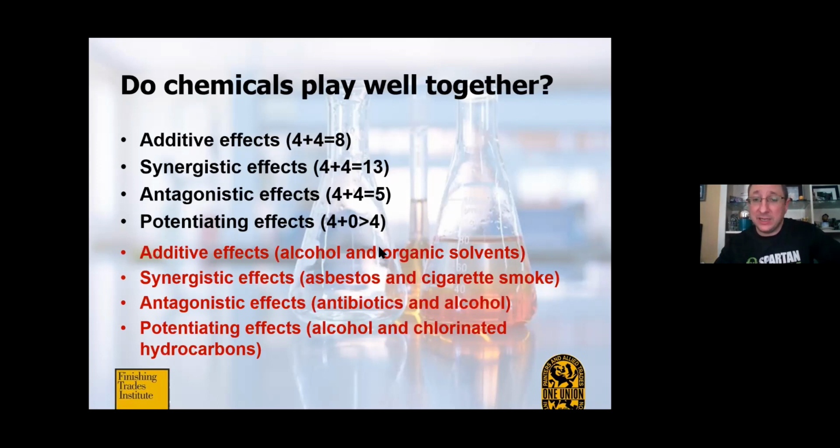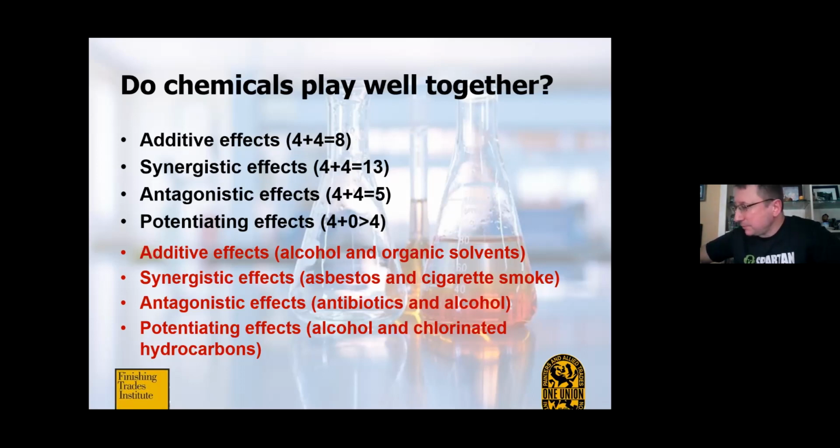So alcohol that we might drink and organic solvents act together additively. Its neurological effects, its effects on our skin. You can also have different organic solvents together, and they're going to be additive. So MEK and acetone or toluene, if you're using all those things together, they're going to produce an additive effect in the body. For synergistic, asbestos and cigarette smoking are two real common examples of this.